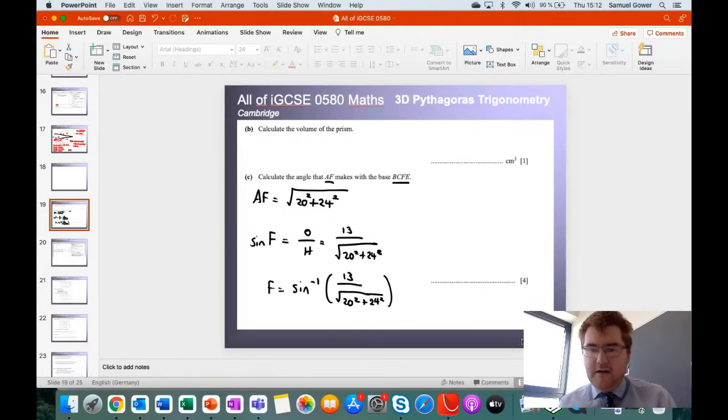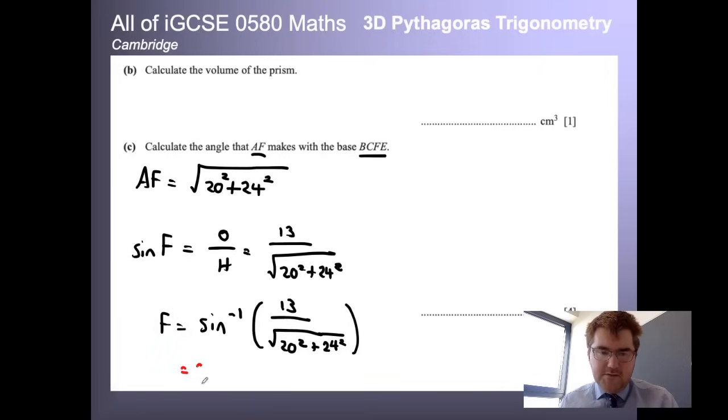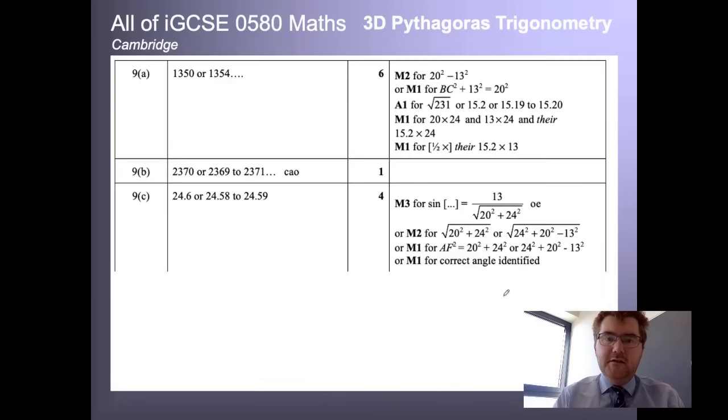24.589. Again, I'm going to show the examiner that I've worked this out precisely. So 24.589... And then we want to round this to 3 significant figures. So it's going to be 24.6 degrees, like so. So you can check your answer on what I've done here.